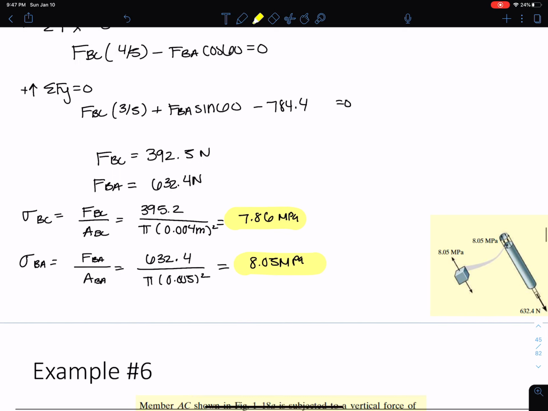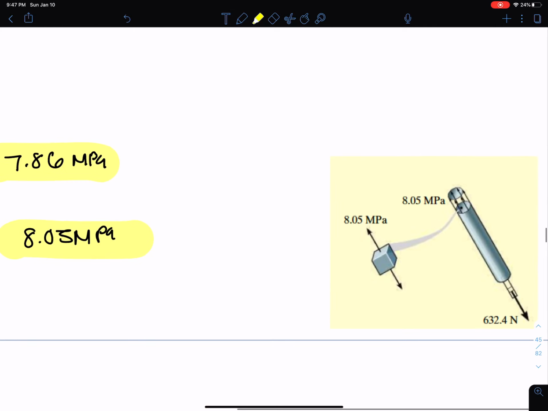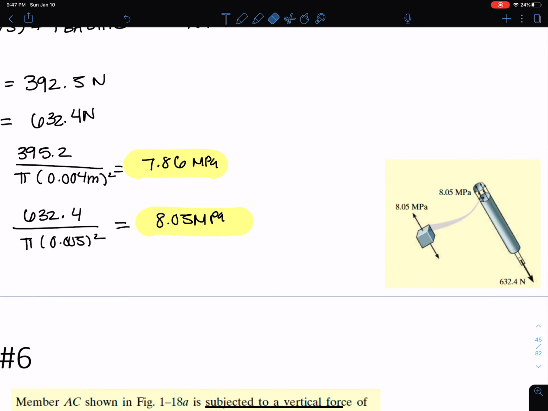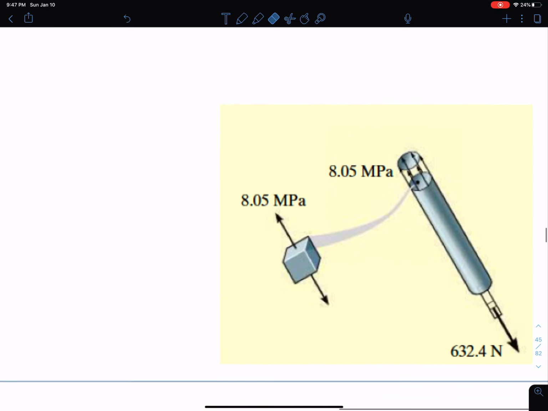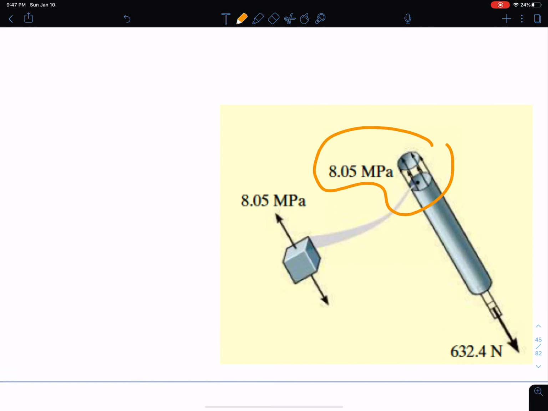And this picture here shows you basically what's happening. So I have 8.05 megapascals corresponding to the 632.4 Newton load, right? So that load, that force in tension, corresponds to the stress distribution that you can see at the cross section of that member here. Okay.